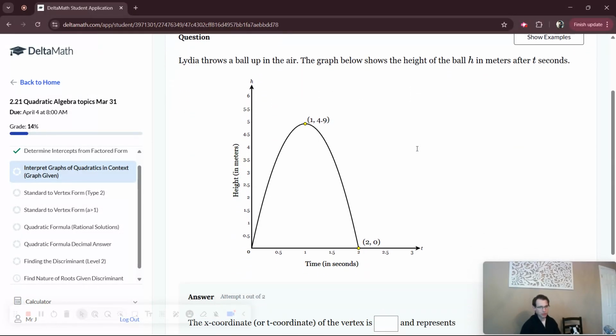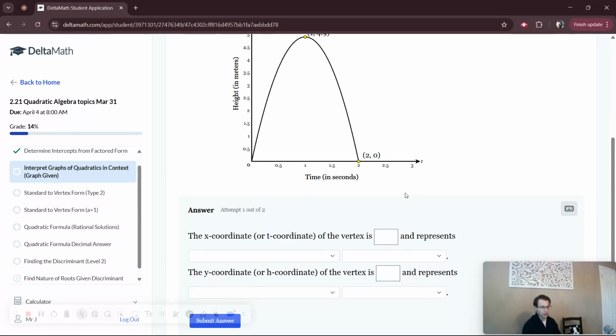Lydia is throwing balls up in the air. The graph below shows the height of the ball, h in meters, after t seconds. She actually whips it pretty high in the air, and it rises 4.9 meters in 1 second. The x-coordinate, or t-coordinate, because that's time in seconds, is 1. And it represents, let's see what our options are.